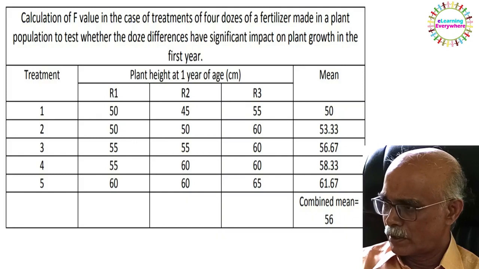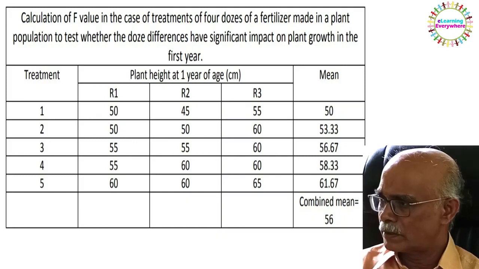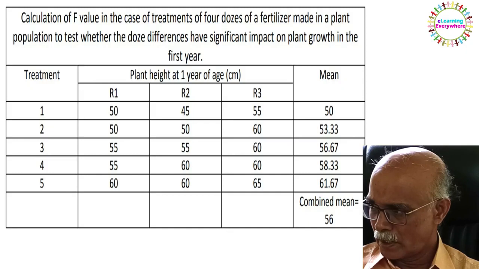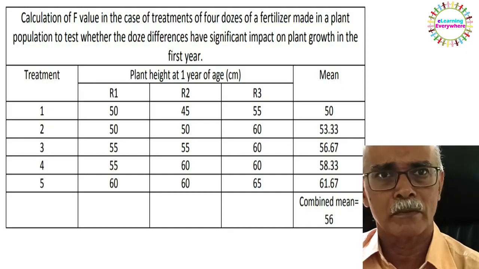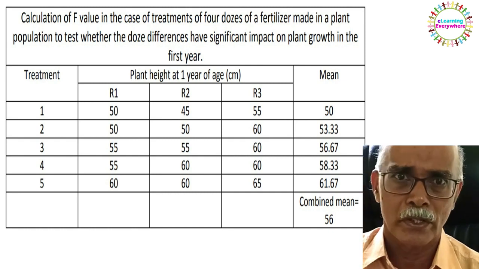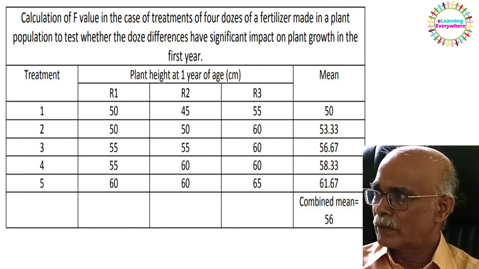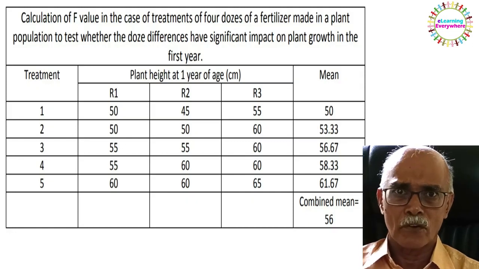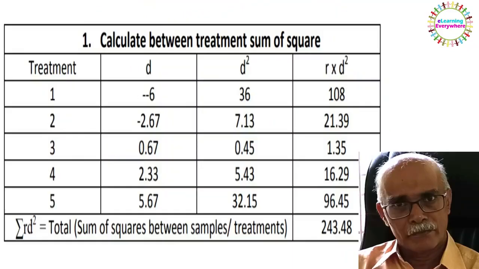for the treatments together. So that you are obtaining by finding out the mean of the mean values of each treatment. So you have calculated the mean of each treatment and the combined mean. And the next step is calculation of between treatment variance, or calculation of between treatment sum of square first.